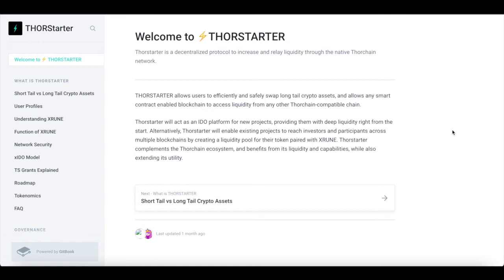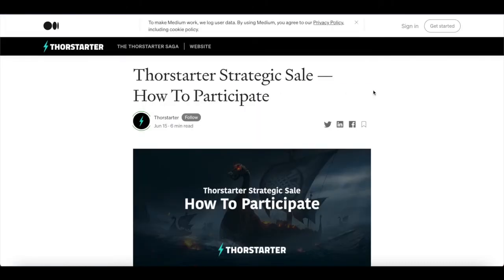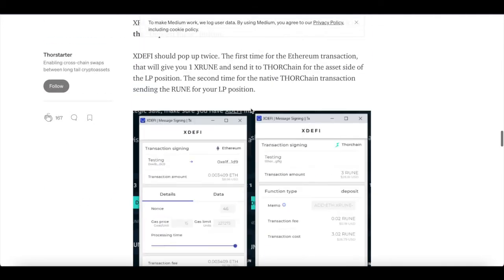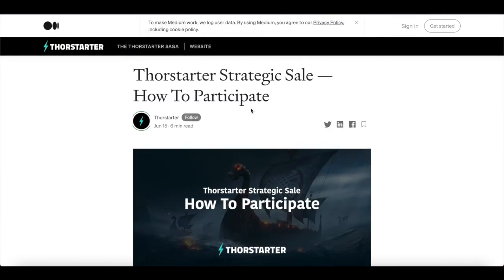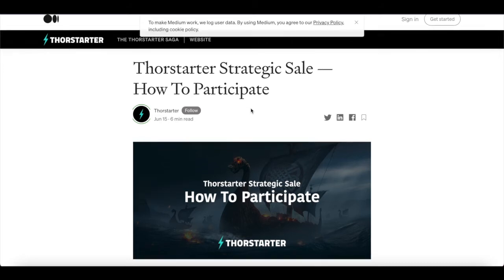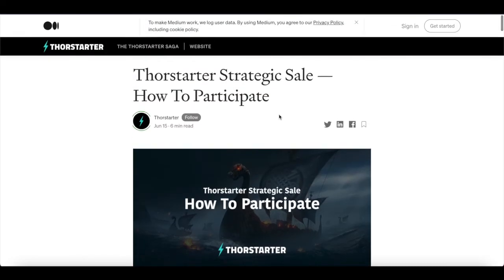Now, Thorstarter complements the Thorchain ecosystem and benefits from its liquidity and capabilities, while also extending its utility. So that's important to remember right there, guys. Very important. Now that we've understood what Thorstarter is, it's time to talk about the Thorstarter strategic sale and how to participate. I won't be going through everything because it gets into some detailed information, and this video is not about how to participate. If you want to know how to participate, you can just follow the instructions in this article.